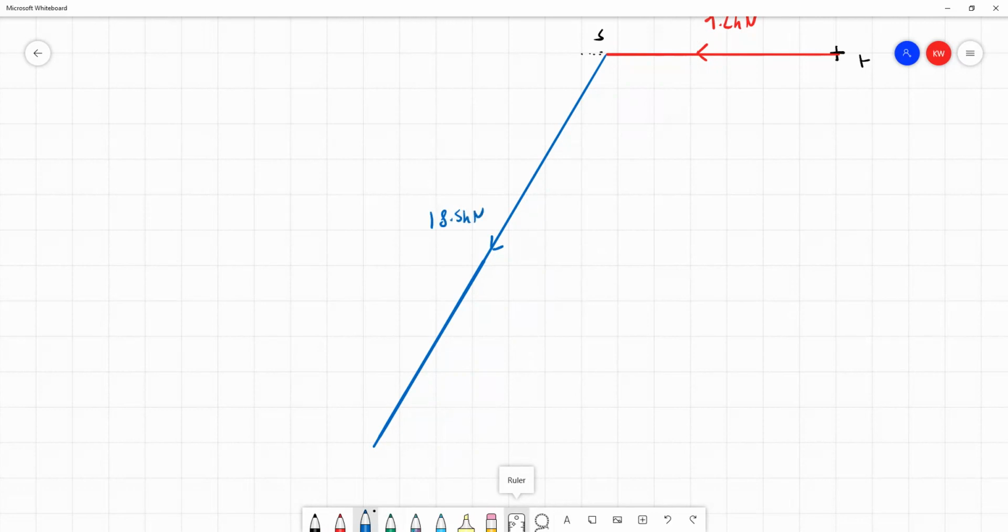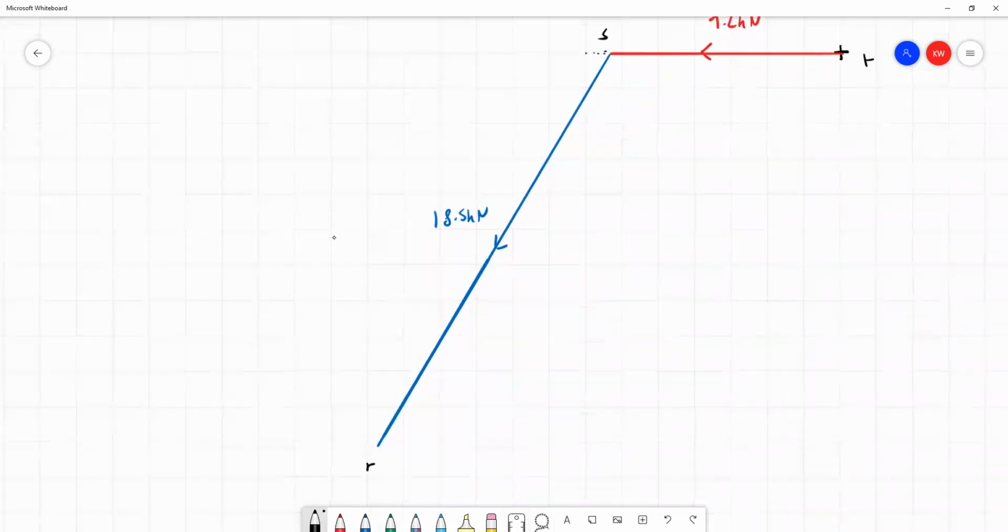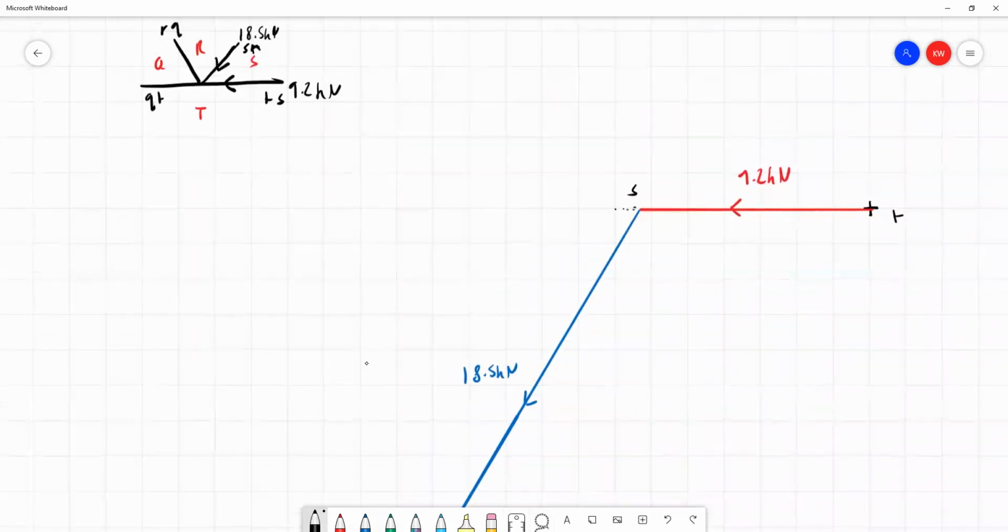All that happens now, that was the point R, we're going to join our vector that begins with R to the end of the blue line, and our vector that ends with T to the end of the red line. And by doing that, we'll have a crossover point, which will give us the point Q, and it will allow us to measure the two remaining vectors.